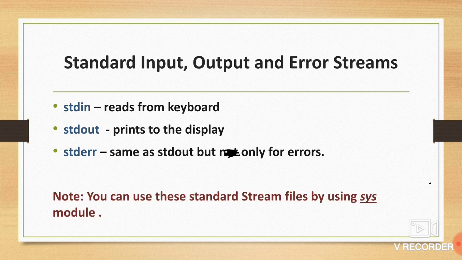Now there is one note. These are the three standard streams in Python: STDIN for the standard input stream, STDOUT the standard output stream, and STDERR the standard error stream. These are the three standard streams provided by Python, and we can use these standard stream files by using the sys module.